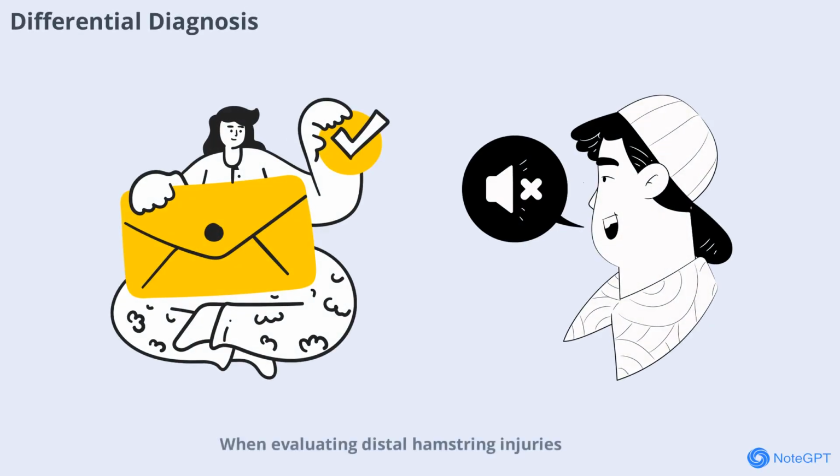In evaluating distal hamstring injuries, it's important to consider other possible causes of knee pain. Conditions like infection, gout, meniscus tears, ligament injuries, and cysts can mimic hamstring pathology.